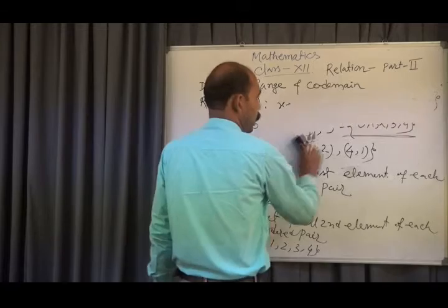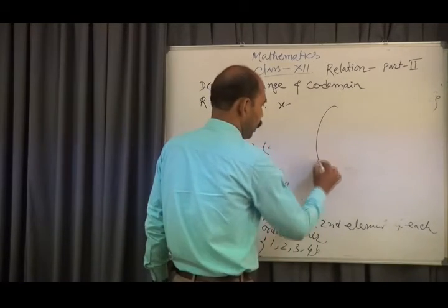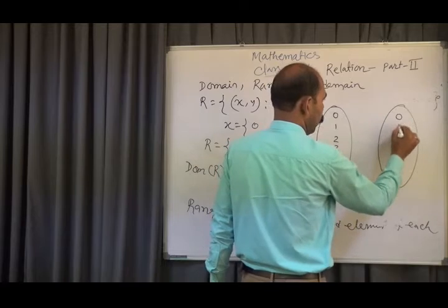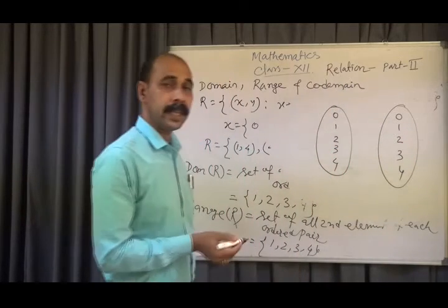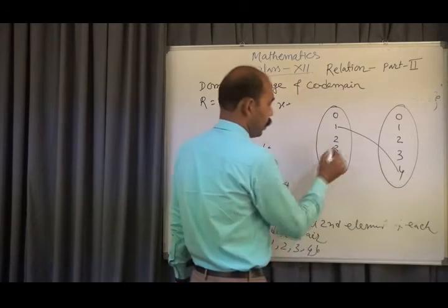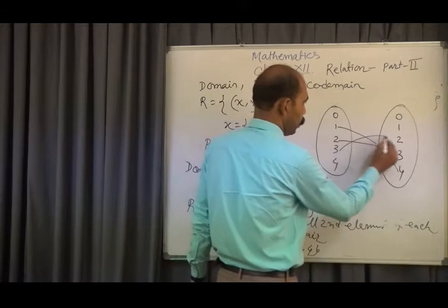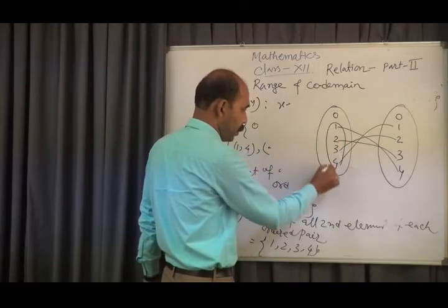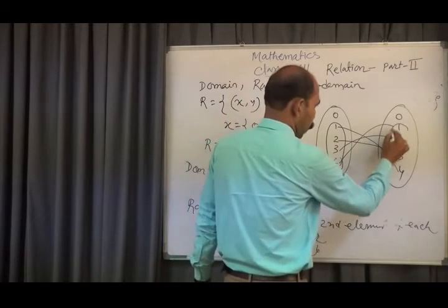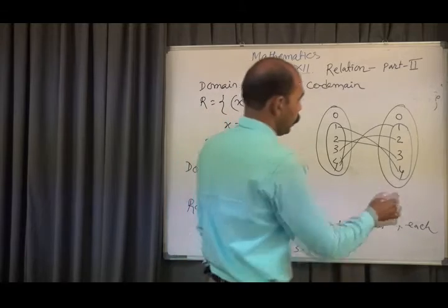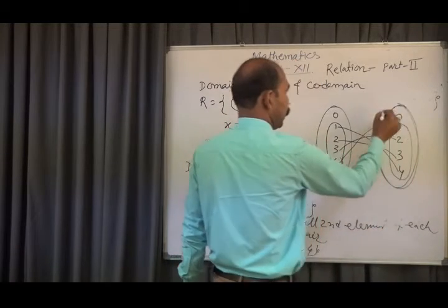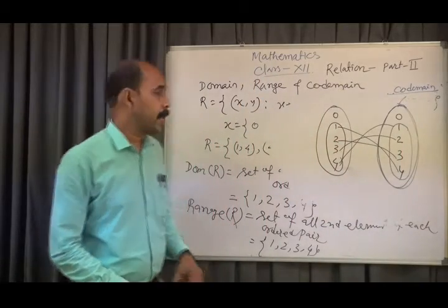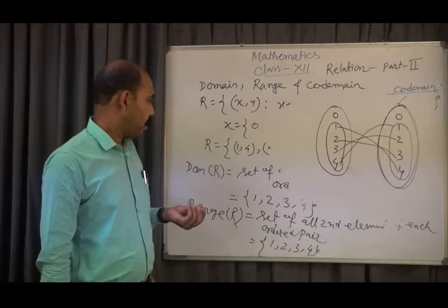If I show these things diagrammatically, this is the value of X, 0, 1, 2, 3, 4, and this is the value of Y, 0, 1, 2, 3, 4. You see that the relation is given: (1, 4), there it is 5; (2, 3), there it is 5; (3, 2), then it is 5; (4, 1), then it is 5. So these values 1, 2, 3, 4 are the domain, and these 1, 2, 3, 4 are the range, and this set B, the whole set, is the codomain. Is it clear? This is the domain, range and codomain of the relation.